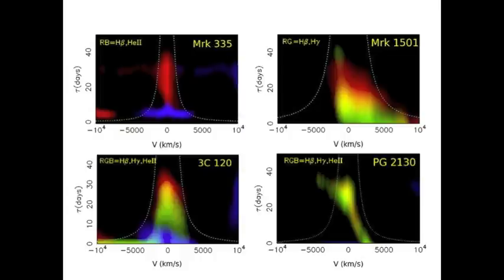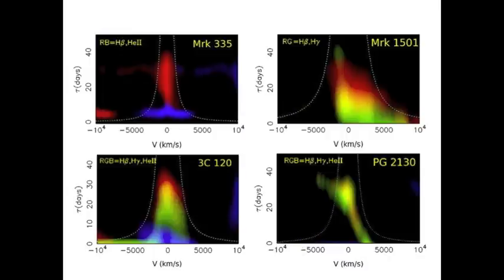The different colors represent different emission lines in each object, with red representing H-beta, green representing H-gamma, and blue representing helium-2. For 3C120, the Balmer lines show kinematic signatures consistent with either an inclined disk or spherical shells and infalling gas, but the helium-2 emission line is suggestive only of inflow. The Balmer lines in Markarian 335, Markarian 1501, and PG2130+099 show signs of infalling gas, but the helium-2 emission in Markarian 335 has a chevron shape that is consistent with an inclined disk.